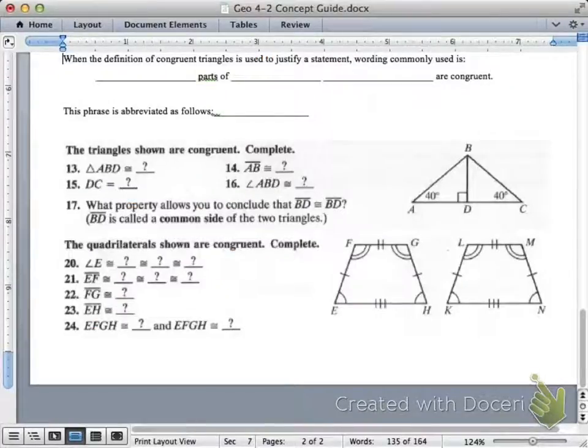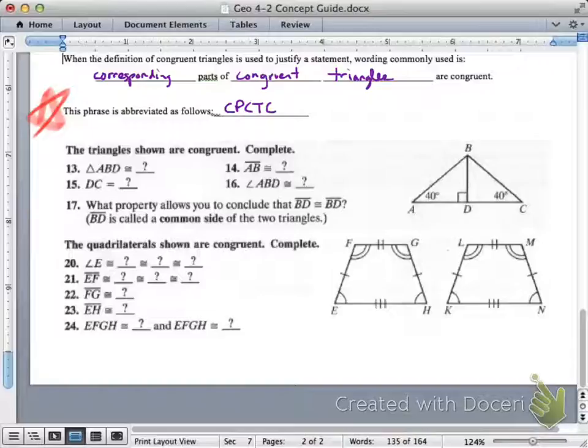Okay, the last piece of this puzzle is to introduce you to this abbreviation. First of all, when the definition of congruent triangles is used to justify a statement, in other words, the reason that we'll use, we'll say, how did you know that those angles are congruent? Well, you would say they were corresponding parts of congruent triangles. That's a mouthful, so the phrase that we will abbreviate, we will say CPCTC. You are welcome to write out every time "corresponding parts of congruent triangles are congruent," or you can use this phrase CPCTC. Go ahead and memorize it. CPCTC. You are going to have to know it.